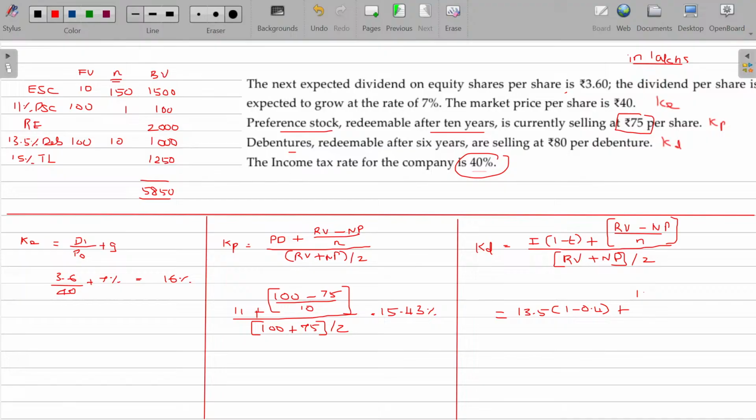Plus redeemable value being face value, nothing stated means. Then today's recoverable value is only 80 on selling, and redeemable after 6 years. So in denominator it's 6, whole divided by redeemable value 100 plus net profits 80 by 2. Is that clear? Then what is ultimate value? Is it 12.7? So 12.7 is the answer.